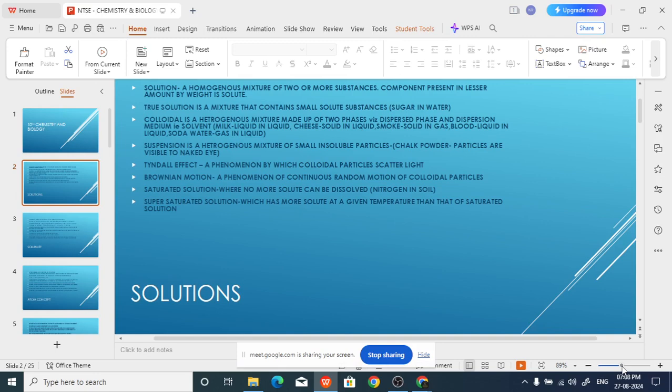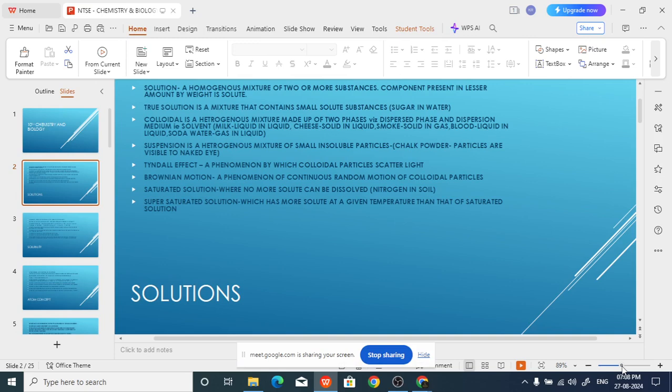Namely, the dispersed phase and the dispersion phase, that is the solvent. Milk: liquid in liquid. Cheese: solid in solid. Smoke: solid in gas. Blood: liquid in liquid. Soda water: gas in liquid. Suspension is a heterogeneous mixture of small insoluble particles, for example chalk powder; the particles are visible to the naked eye. Tyndall effect is a phenomenon by which colloidal particles scatter light. Brownian motion is a phenomenon of continuous random motion of colloidal particles. Saturated solution is one where no more solute can be dissolved. Supersaturated solution has more solute at a given temperature than a saturated solution.